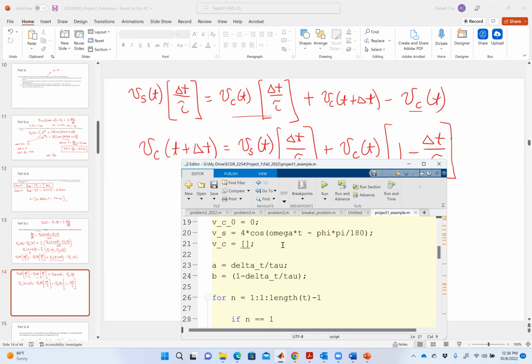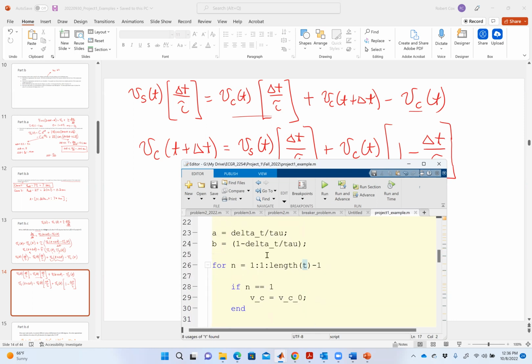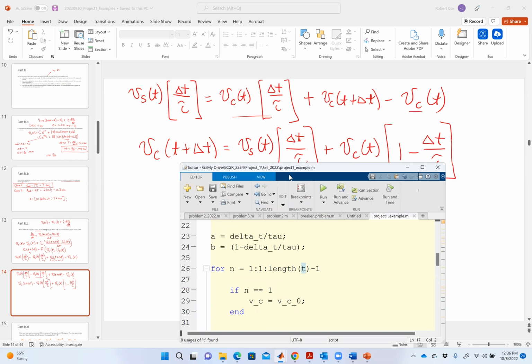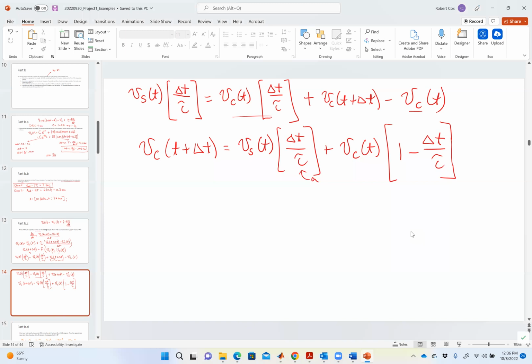I create an empty vector for the voltage on the capacitor, and I create the V sub s vector. I did that by defining the time vector that I had up here. Remember, this is what I talked about before. I had a delta t of 0.1 divided by 1,000, and I set up my t vector to be from 0 in steps of delta t up to 7 tau. We walked through those steps above. What I did was define basically two things. I had this term here, which I called A, and I called this term B.